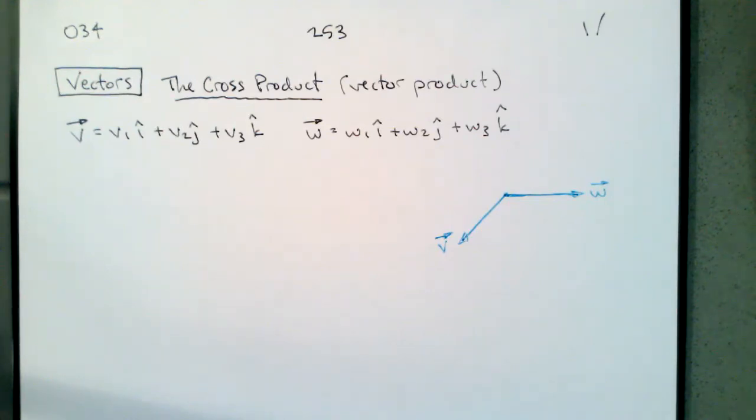Today we want to look at calculating the cross product. Let's remind ourselves of what the cross product is going to tell us. If we have two vectors v and w in R3, then the cross product will give us a vector that is perpendicular to both v and w, and this is useful.